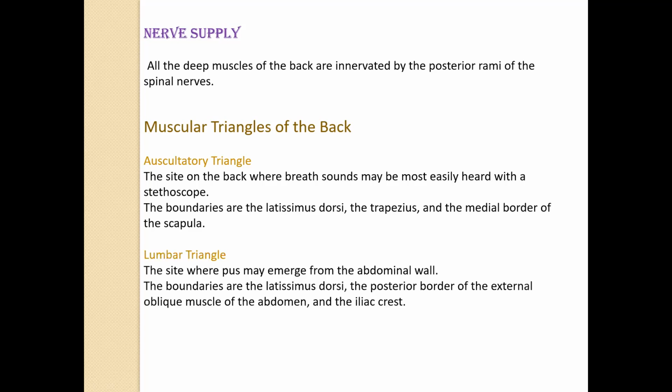The next one is the lumbar triangle. This is bound with the latissimus dorsi, posterior border of the external oblique muscle, and the iliac crest. So this is the place where you may see pus emerge from the abscess in the abdominal wall. So these are the two places which are important in a clinical setting.